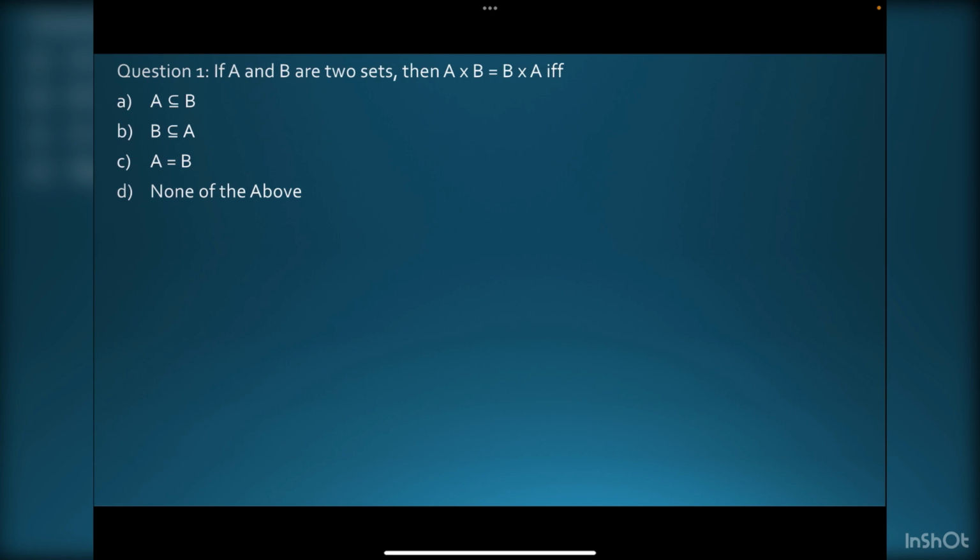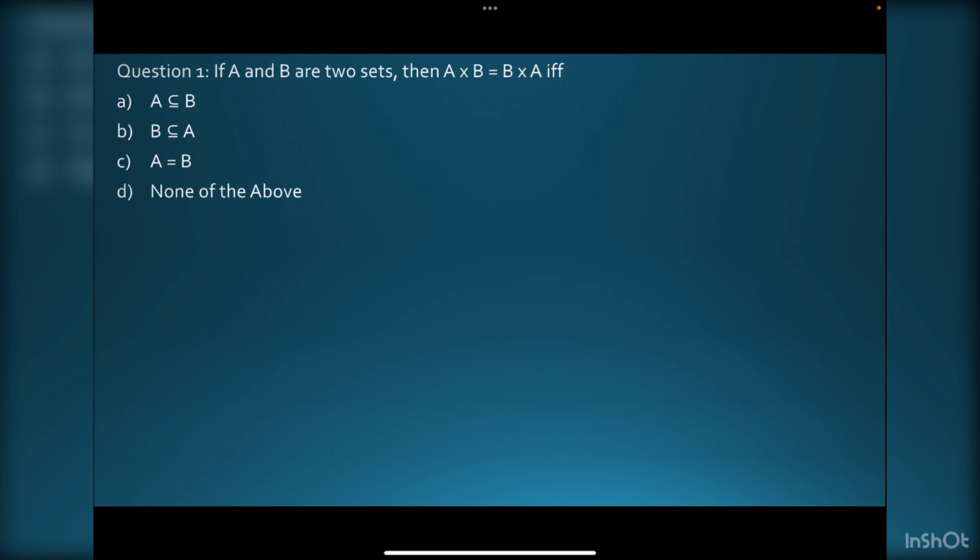Now, the first question is: if A and B are two sets, then A Cartesian product B equals B Cartesian product A if and only if what? Out of the 4 options, we need to choose 1.